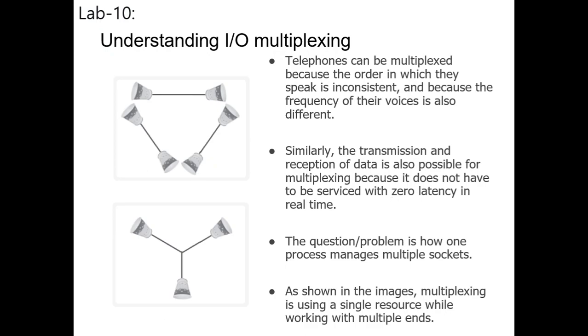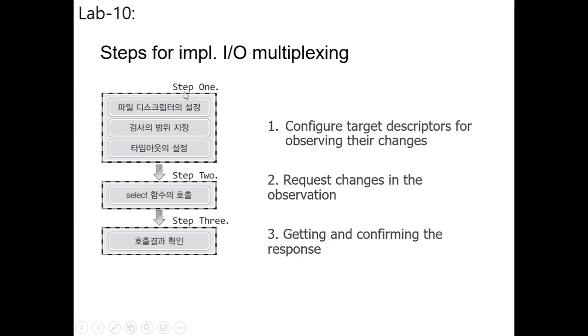And just by neglecting that, we would be able to support multiple clients at a time. And the steps taken for I/O multiplexing were divided into three: first we would configure, second we would request change, third we would get the change and confirm the responses, meaning that some sockets have changes in them. We would just read the change inside those sockets, meaning one client sends a message to us.